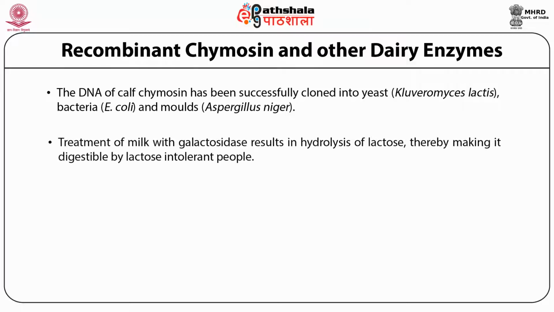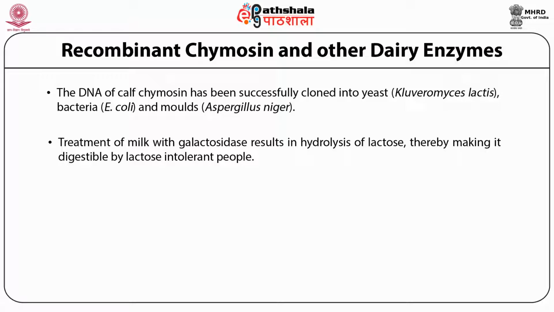The treatment of milk with galactosidase results in the hydrolysis of lactose, therefore making it digestible by lactose intolerant people. As we know, people who are lactose intolerant cannot utilize lactose, and as a result they cannot digest milk, and the milk will pass through the system as such. So people with lactose intolerance have more problems. For this reason people are using various types of supplements where the lactose can be easily absorbed or utilized.